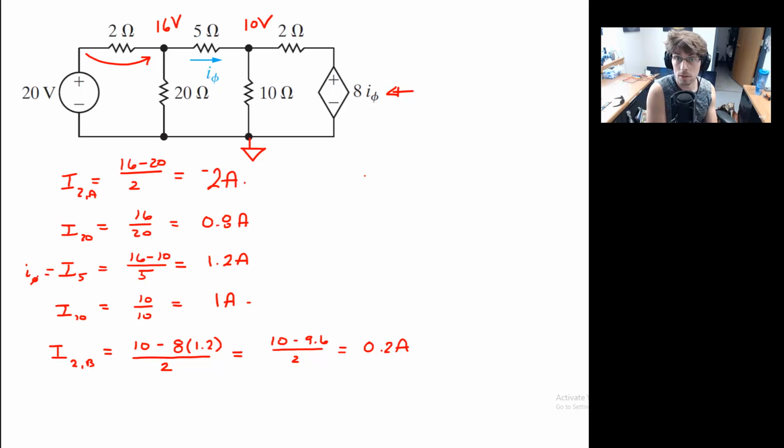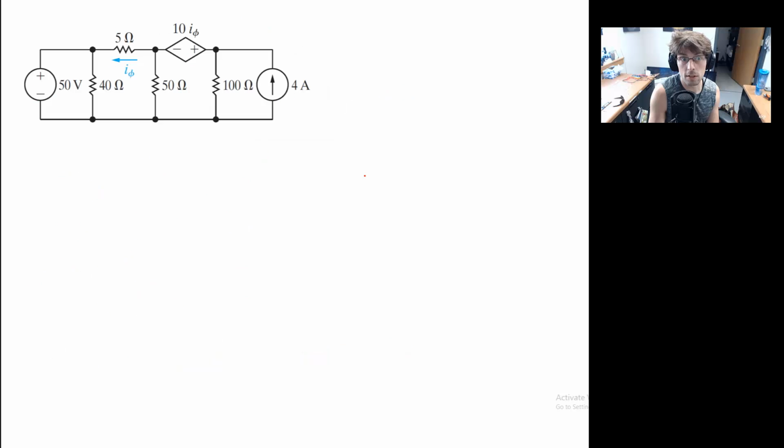Okay, well, let's go ahead. Let's try another one. Let's apply node voltage to this circuit. Okay, so go ahead, take a minute, hack it out. Got it? Good, good. So let's go ahead and walk through and get the answer.